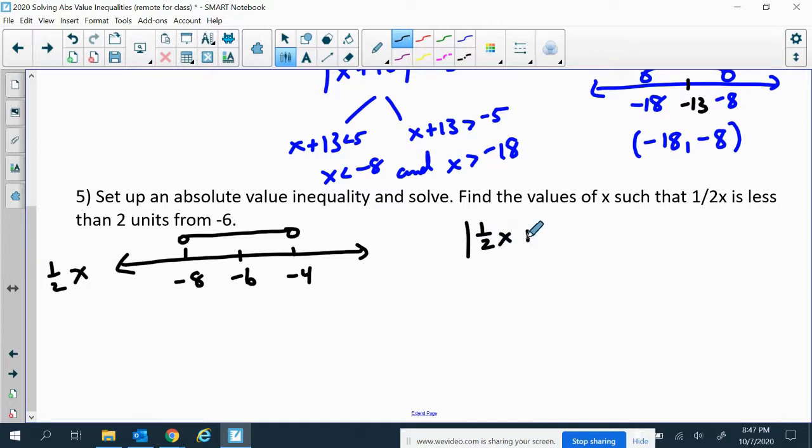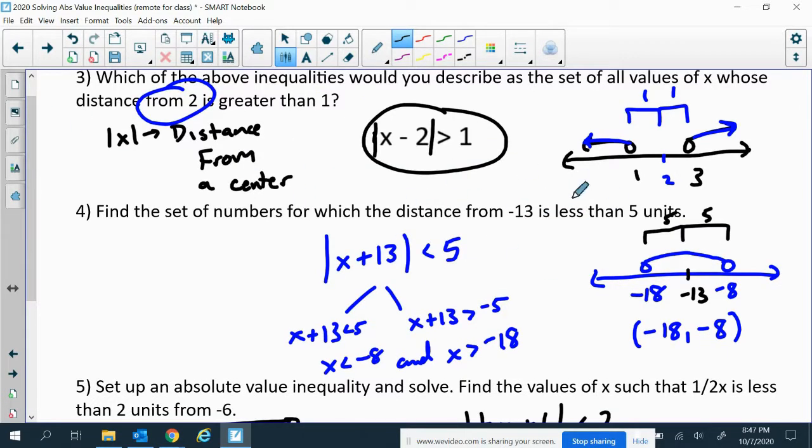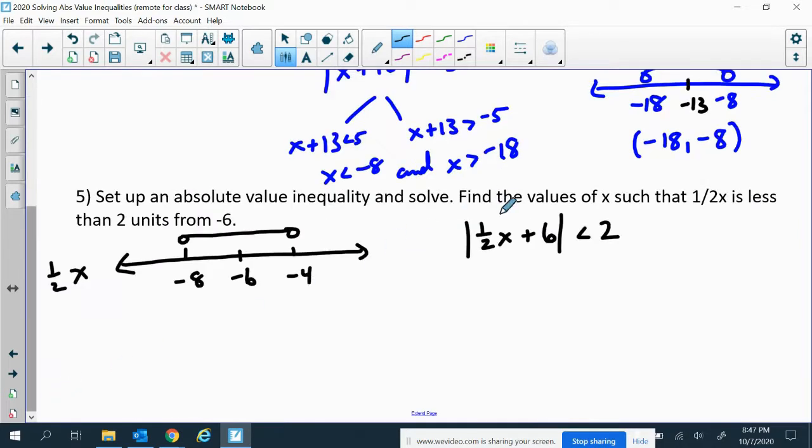And I have 1/2 x plus 6 on the inside of an absolute value, and that's less than 2, which makes total sense because it's kind of just like this problem. So it is less than 2 units away from negative 6. If I looked at this situation and I kind of graphed this, 1/2 x would kind of look like this, but that's not what x is going to look like. So x is going to look entirely different, and I'm going to break this into two cases and see what x looks like.